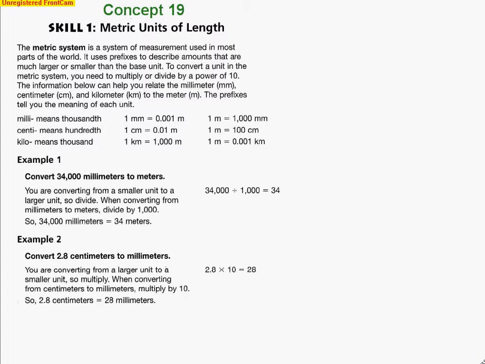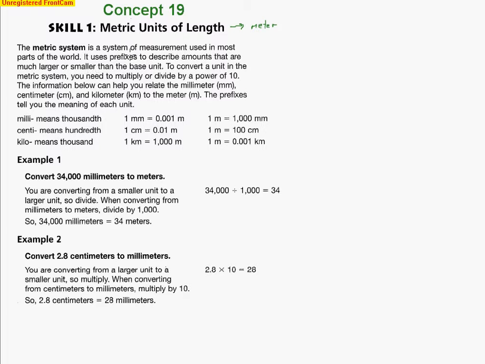This is the tutorial for Concept 19, Skill 1, Metric Units of Length. When we're talking about metric units of length, we're talking about the meters. In the metric system, we have three main base units: the meter, the liter, or the gram. Since we're talking about length, we're talking about the meter.